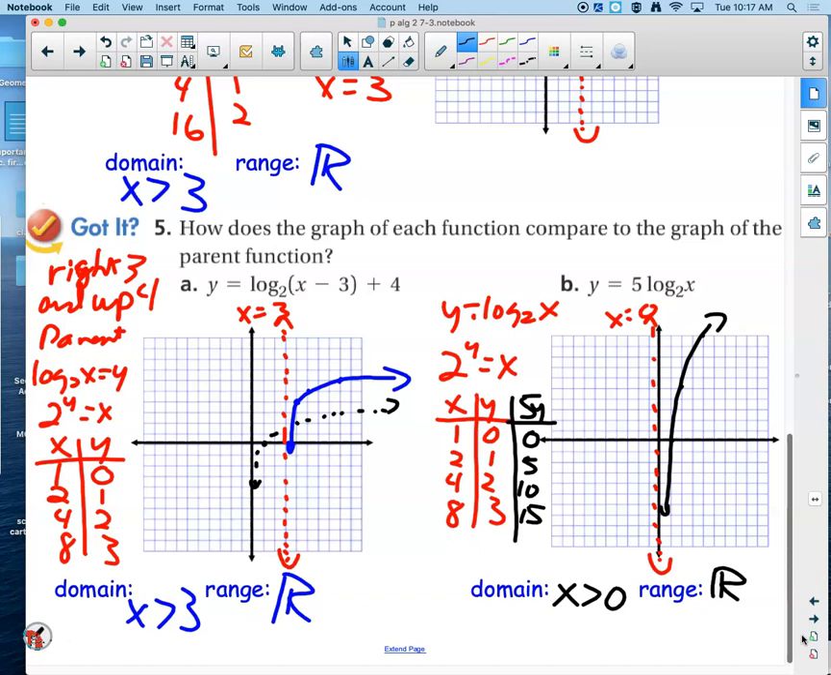Hey, we just learned how to graph logarithms. Is it tough? No.